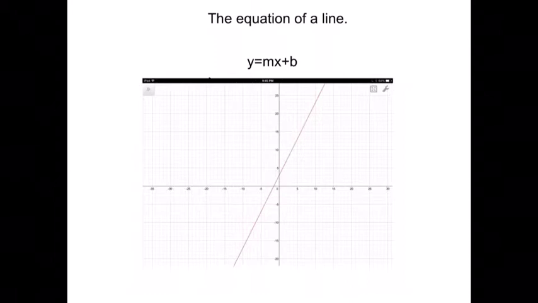All right, welcome to our latest video on the equation of a line, y equals mx plus b. In this video, I'm going to walk you through creating the equation of a line from all the different combinations of unknowns for x, y, m, and b. Let's get started.